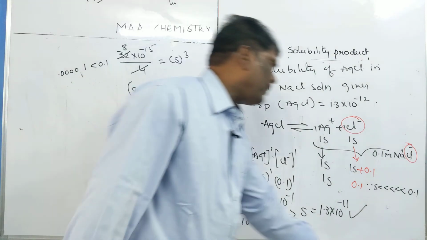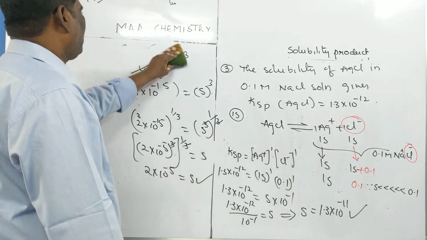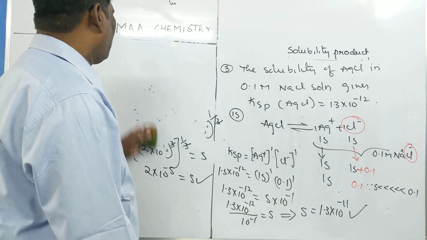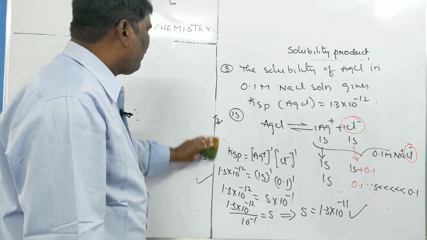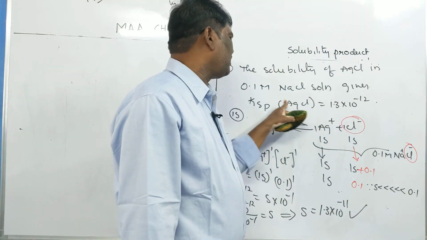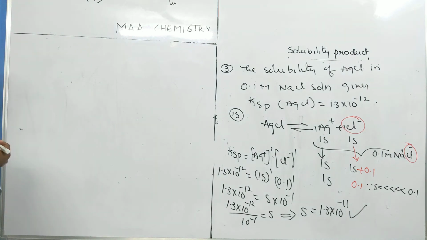So this depends upon which one? Common ion effect. It depends upon the common ion effect. The solubility of a sparingly soluble salt is neglected when compared with the completely soluble salt. This is the completely soluble salt. NaCl is a completely soluble salt.